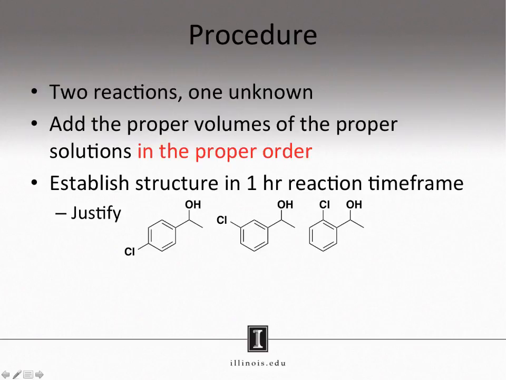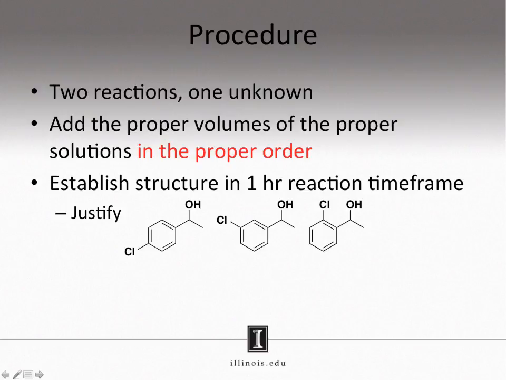In that 1 hour waiting time, you will take proton NMR spectroscopic data given to you and determine the structure of your unknown compound. Your alcohol will be one of these 3 options, shown here on this slide. You will then in your notebook justify which structure is your unknown compound.